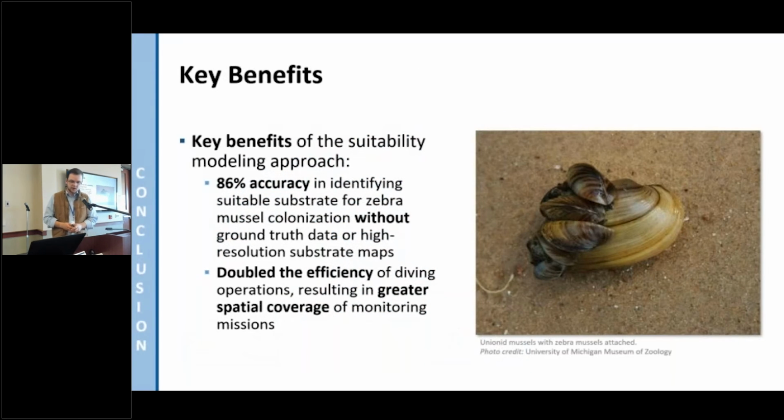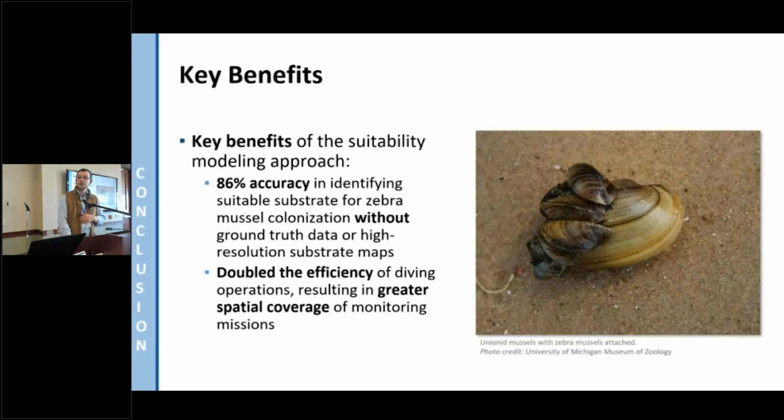To wrap things up, some of the key benefits that we've gotten from taking the suitability modeling approach were that, without having ground truth data and without having high resolution substrate maps, we were able, at least at the Apostles, with an 80% accuracy rate, to identify suitable substrate for invasive mussel colonization, without having to put in the time or the effort to do a really intensive field campaign to collect that ground truthing validation. With basically just me sitting behind my desk using ArcGIS, I think it was a pretty phenomenal result.